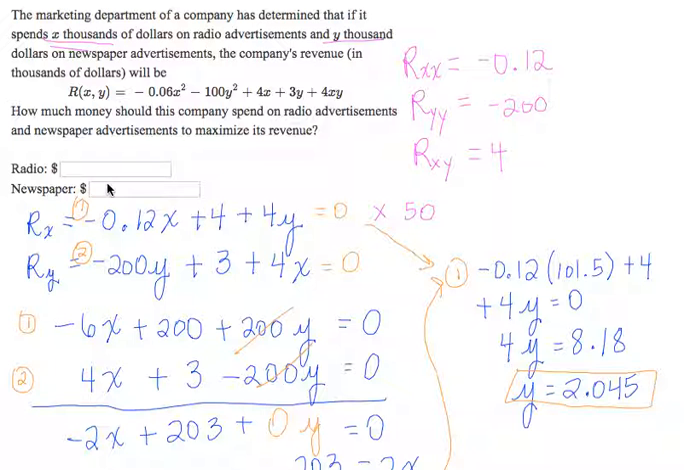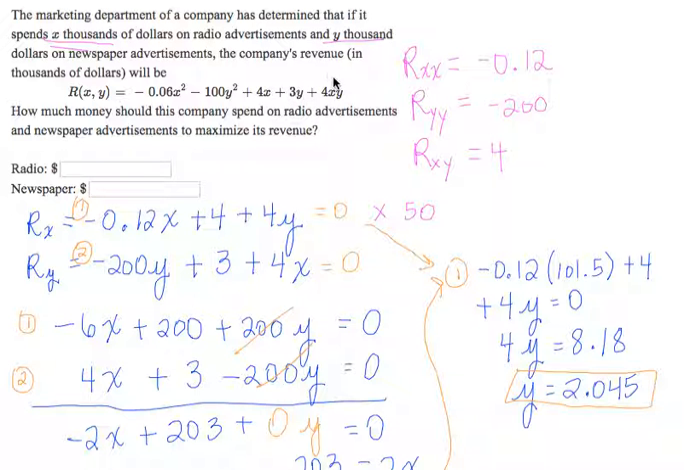So you need to find the critical value because if there is a maximum, it's going to occur at that critical value. So we need both first partial derivatives. So we've got Rx here. In computing Rx, you treat y as if it is a constant. So the derivative of negative 0.06x squared, for that you bring the 2 down to get negative 0.12x to the first. The derivative of negative 100y squared is 0. The derivative of 4x is 4, and then 3y is also 0 because y is like a constant.